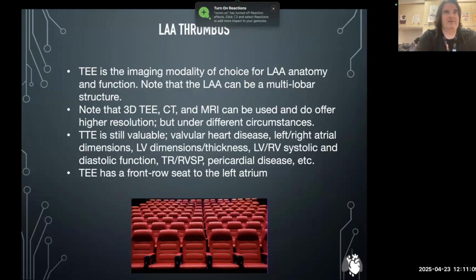TTE, or just regular echo, is still valuable, especially if you're looking at left and right heart function, looking at dimensions, especially left atrial dimensions, for example. There's even some growing interest in left atrial strain as a measure of left atrial emptying as a predictor of clot. So there are some emerging modalities that people are really interested in. But by and large, it's more structural with the transthoracic because you have less perspective in looking at the left atrium. From a TTE angle, you're just further from the left atrium versus a TEE where you're again at the front row seat.